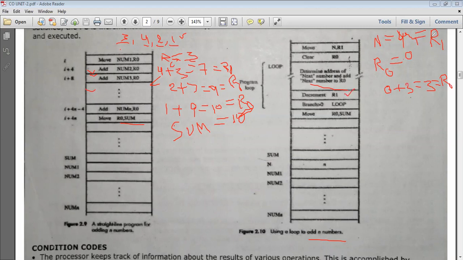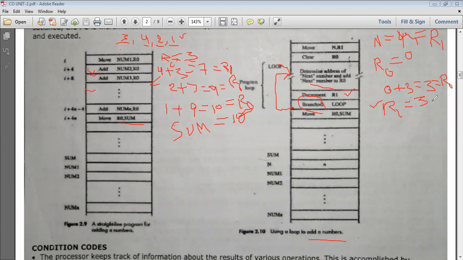After that, decrement R1. What is the R1 value? 4. Decrement R1 means R1 becomes now 3. Branch if greater than 0 loop. Branch if greater than 0 means check the value of R1. If R1 is 0, then come out from this loop. Is R1 0? No. R1 is a non-zero value. So again go to loop. So what is said in the loop?